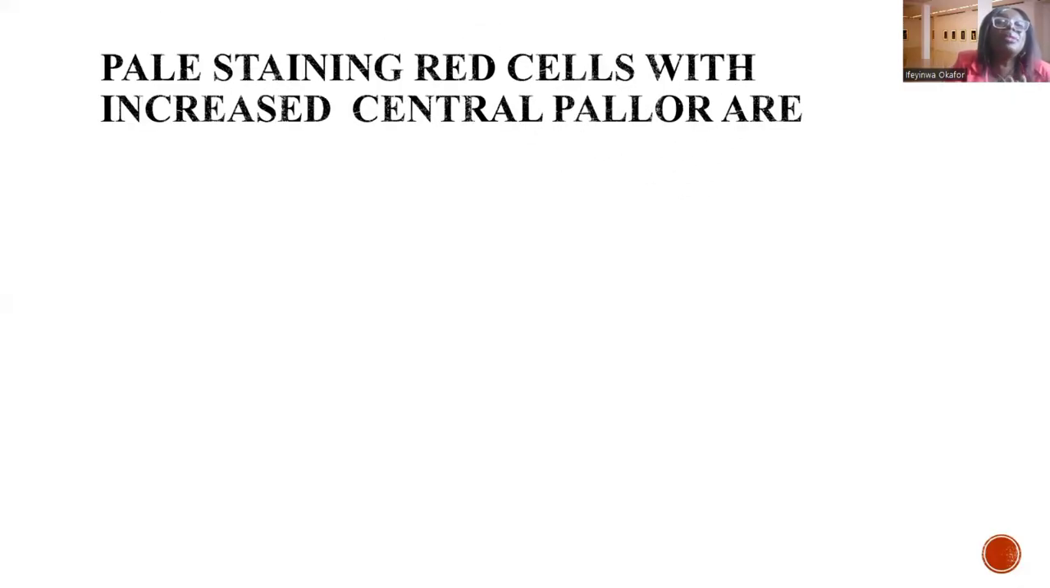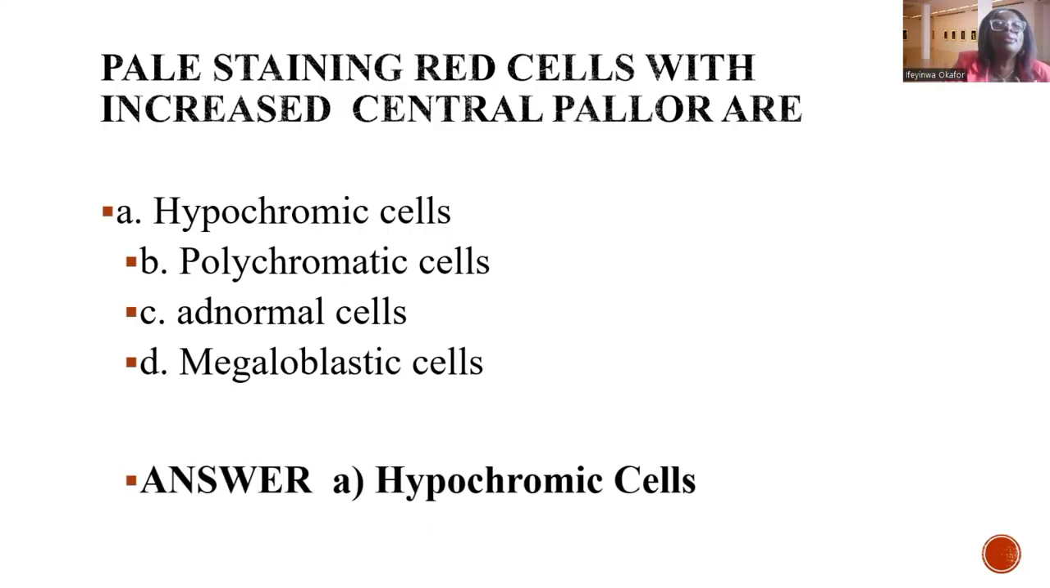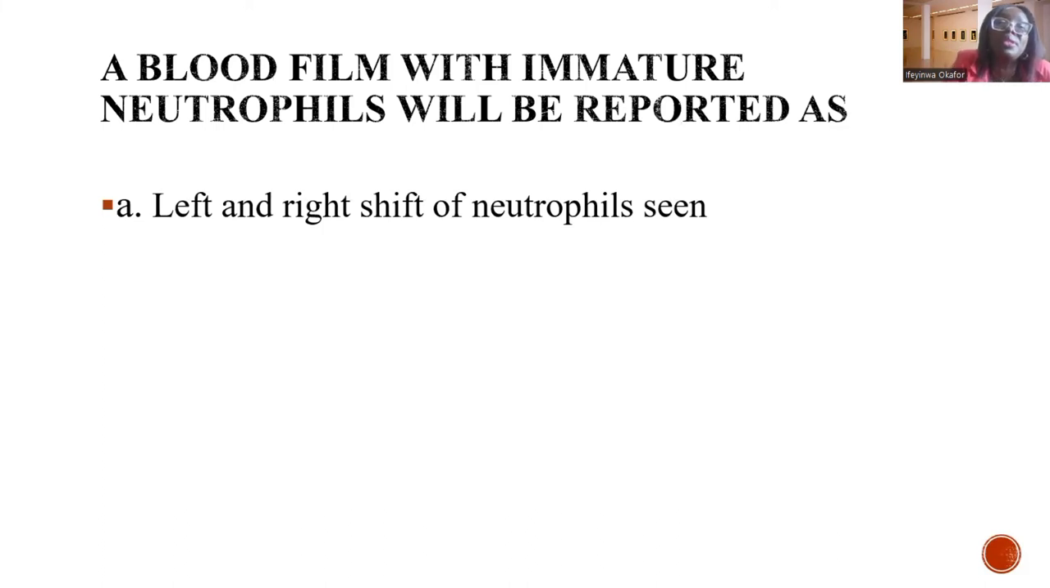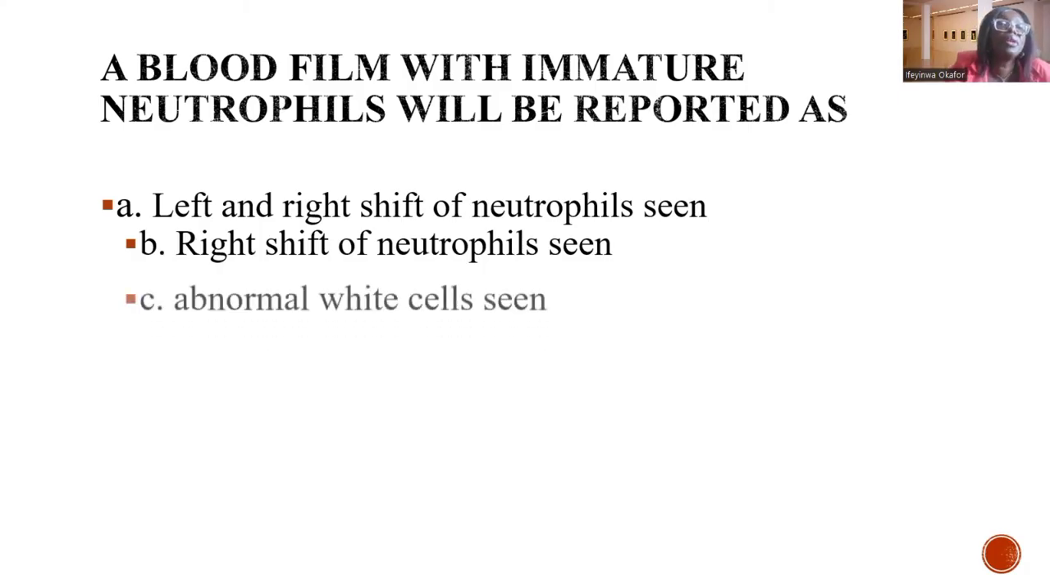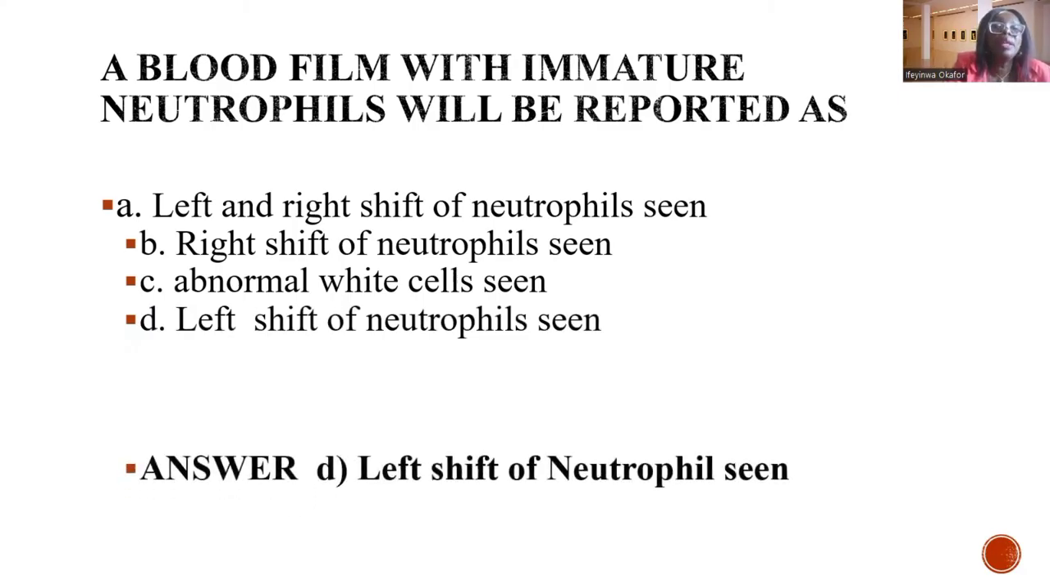We have pale staining red cells with increased central pallor: hypochromic cells, polychromatic cells, abnormal cells, megaloblastic cells. They are actually what? Answer A, hypochromic cells. Pale staining red cells with increased central pallor are hypochromic cells. A blood film with immature neutrophils will be reported as: 1, left and right shift of neutrophils seen, 2, right shift of neutrophils seen, 3, abnormal white cells seen, 4, left shift of neutrophils seen. Answer is D, left shift of neutrophils seen, where you see a high level of immature neutrophils, especially the band form. You report it as left shift of neutrophils seen, okay?